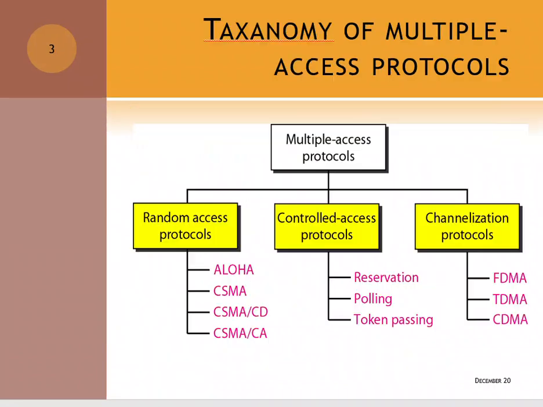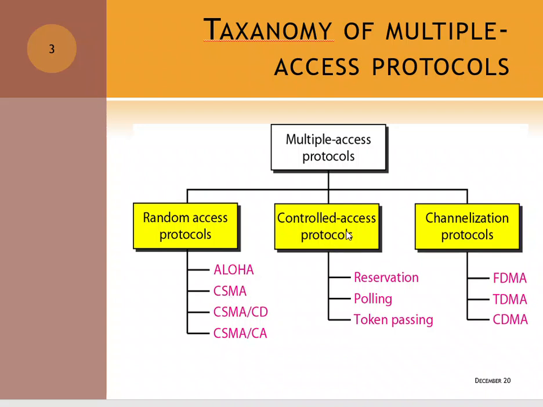So this is the taxonomy of multiple access protocols. We have 3 main categories under multiple access protocols: the random access protocols, controlled access protocols, and channelization protocols. Under random access protocols, we have Aloha, CSMA, CSMA/CD, and CSMA/CA. We are going to see all of these random access protocols after this.